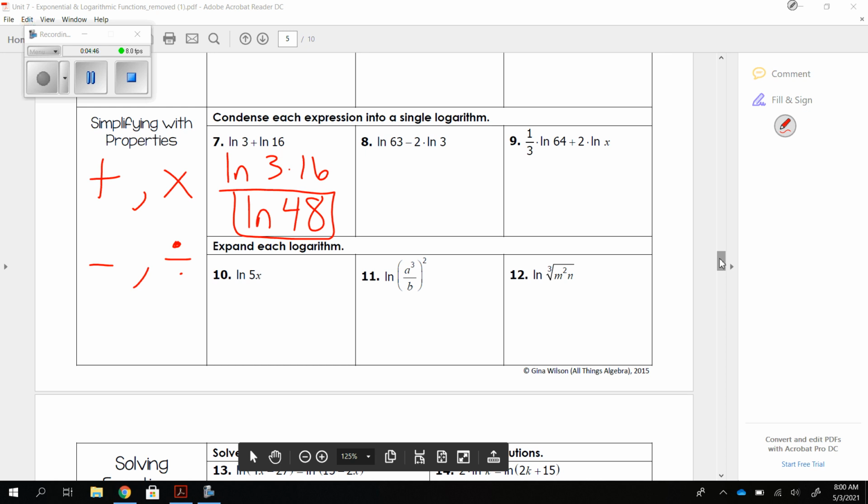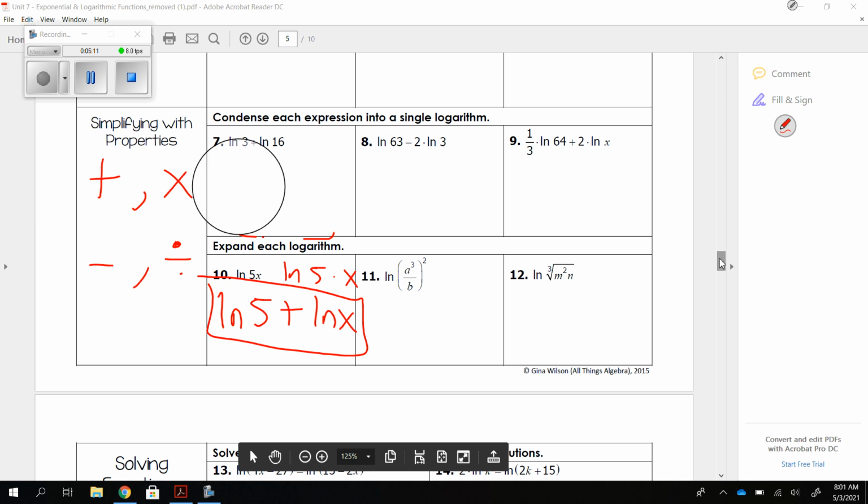On number 10, it says expand. So we see it's ln 5x, or think about it as ln of 5 times x. So that's really ln 5 plus ln x, and we're done. See what I mean? This is just like what we did a couple weeks ago, where we were expanding and condensing and simplifying. This is it, y'all.